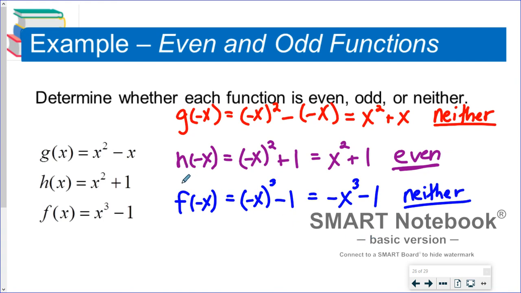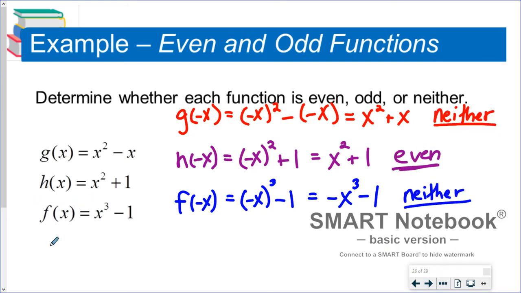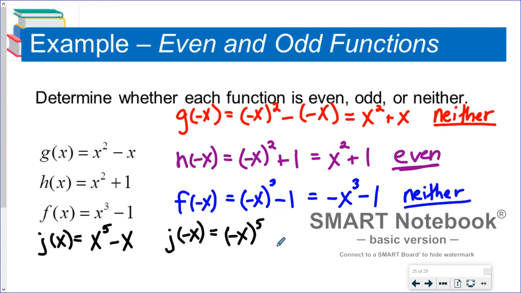An example of being exactly opposite. I can come up with one of those for you since we didn't see it. Let's just call this j of x, and maybe I have x to the 5th minus x. Now if I look at j of negative x, this becomes negative x to the 5th power minus negative x.